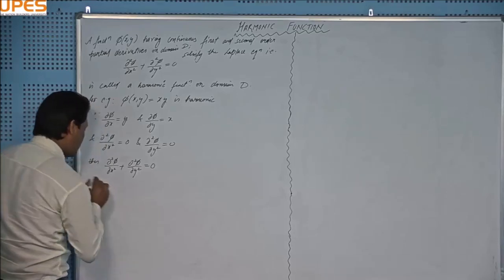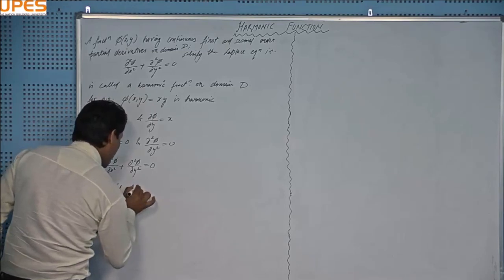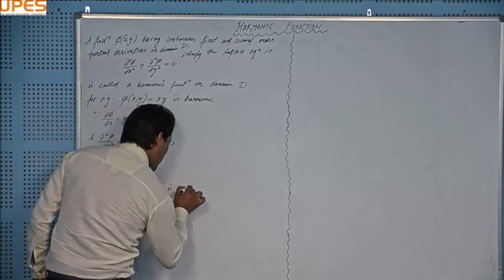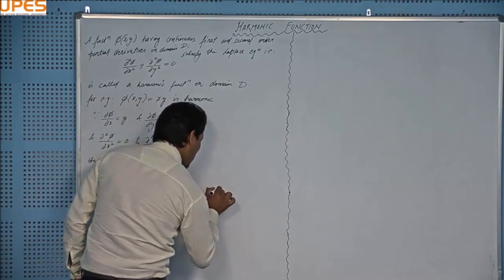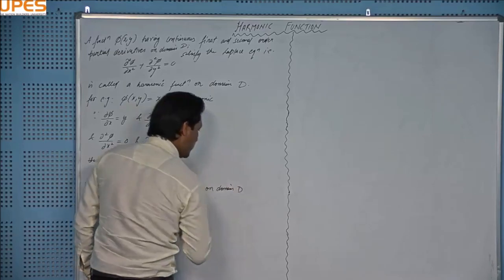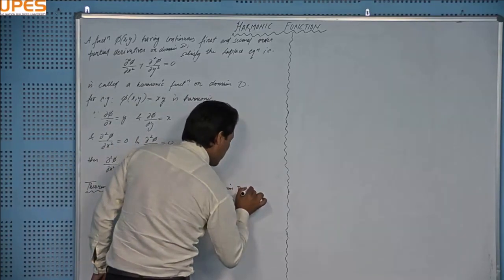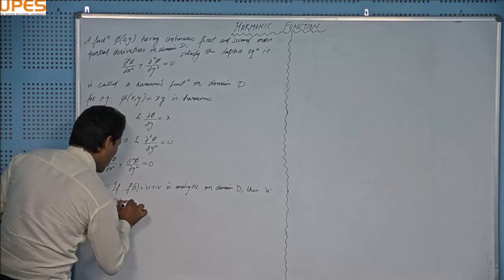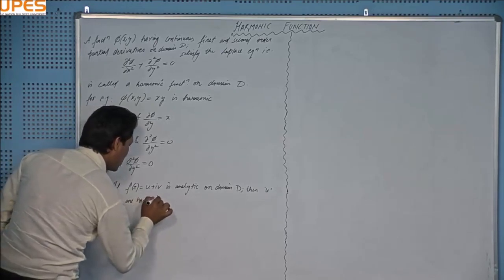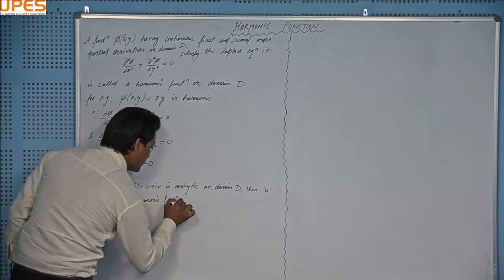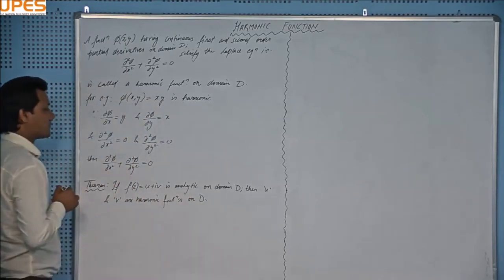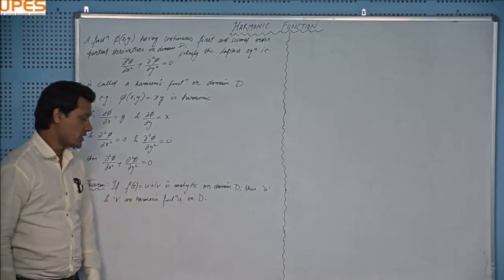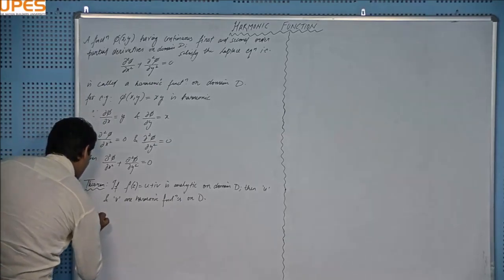The statement of the theorem is: if f(z) equal to u plus iota v is analytic on domain D, then u and v are harmonic functions on domain D. They individually satisfy this Laplace equation, both u and v. We have a small proof for it.